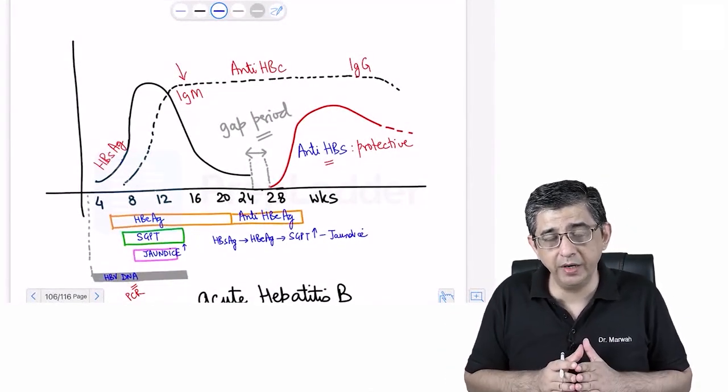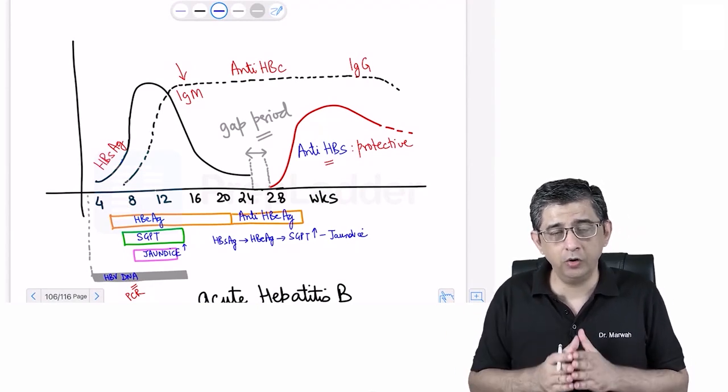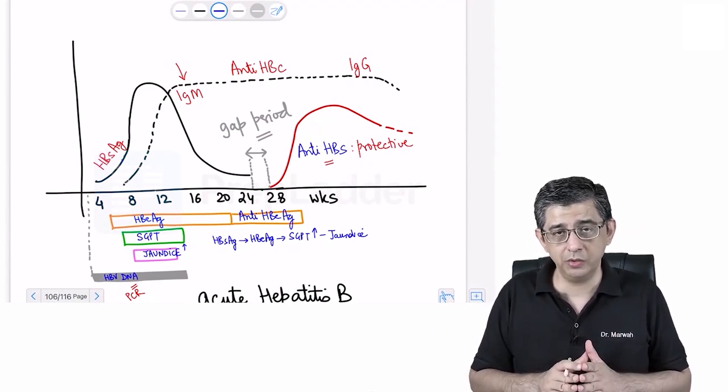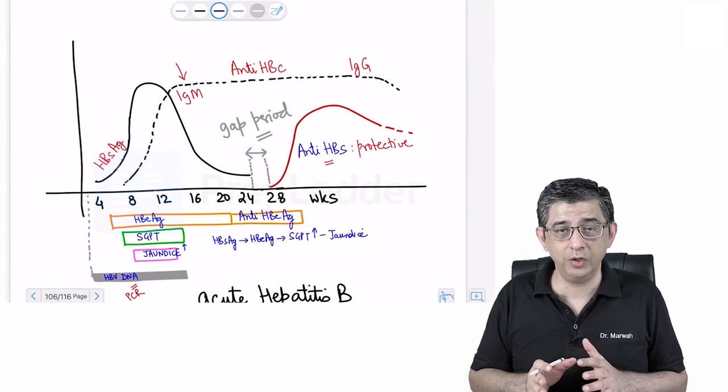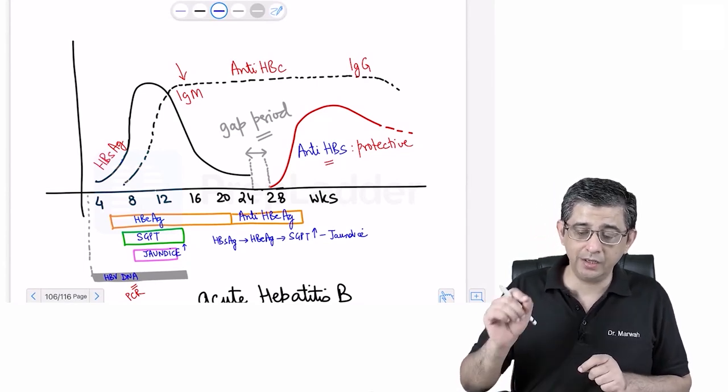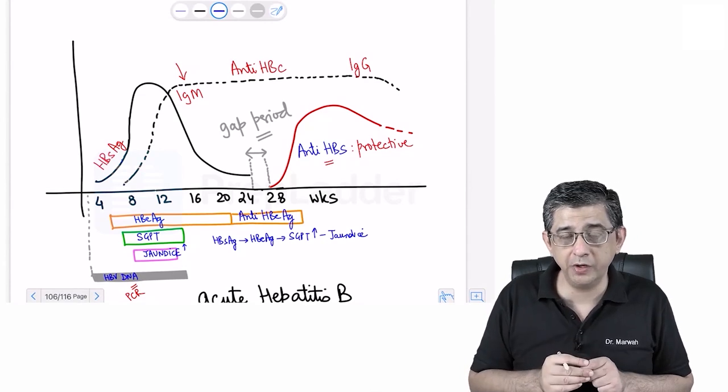So I would suggest you, almost all the books, Harrison also, Robbins also, but it's always a good idea to just hand draw them like I have shown here before you, so that you are able to pinpoint with exact accuracy which antibody is appearing at which point of time.